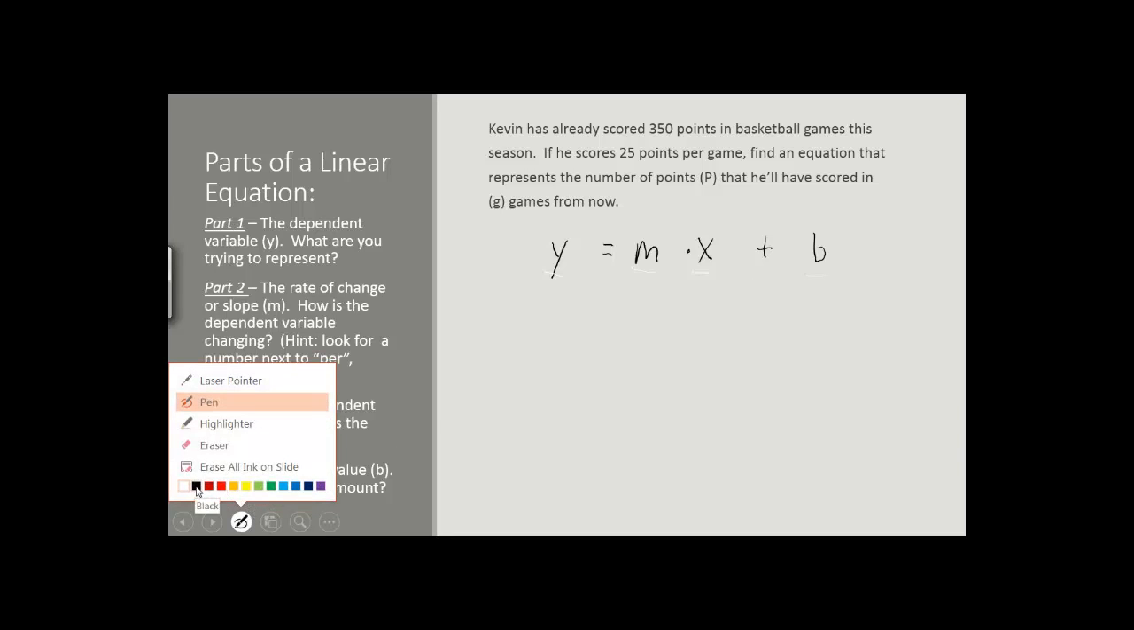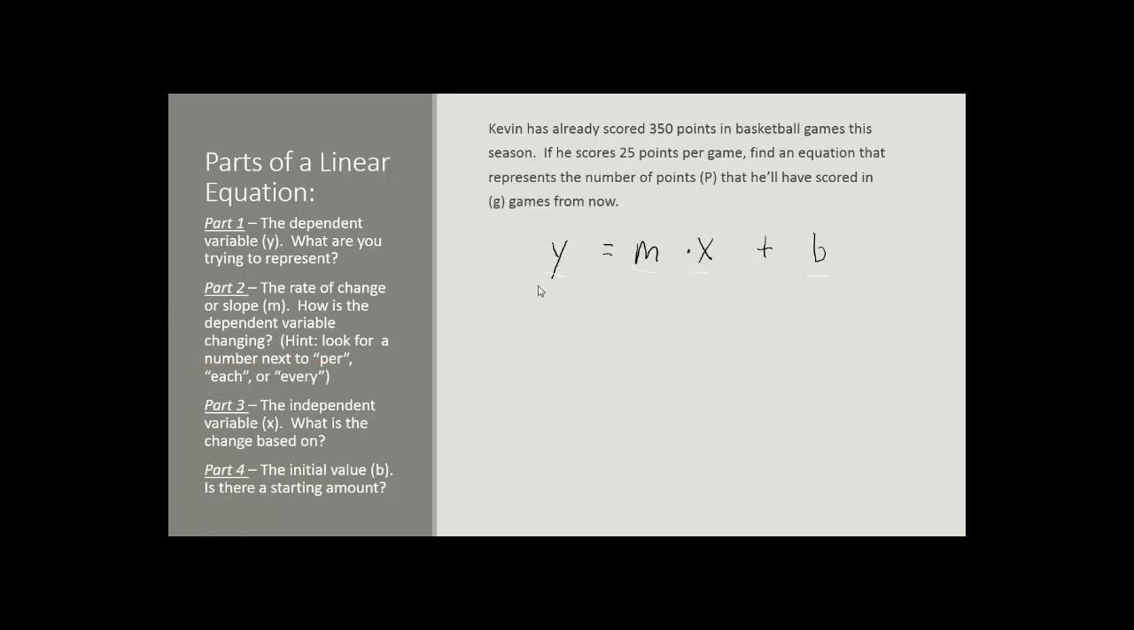So let's go over what all of those letters mean before we try putting any numbers in. The first part of the question is the dependent variable. That's y. I will circle that in black right now. Now, the dependent variable is what you are trying to represent. I'll write that down underneath it. So what we are trying to represent.